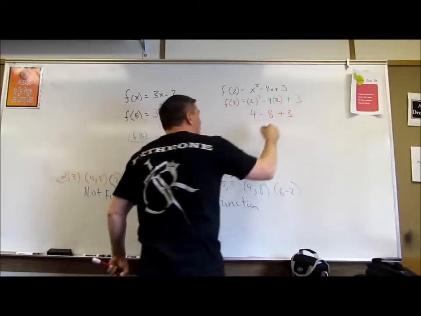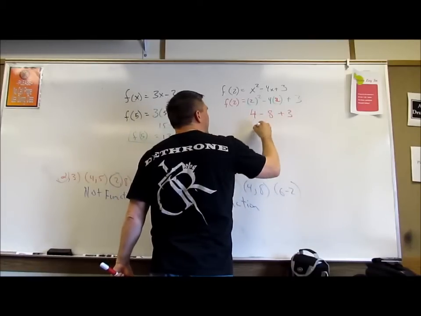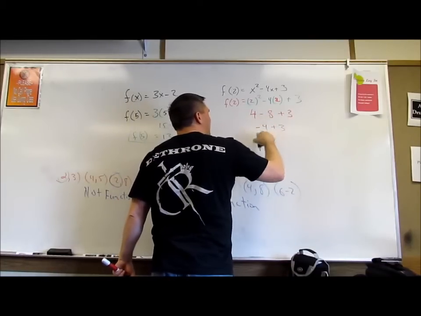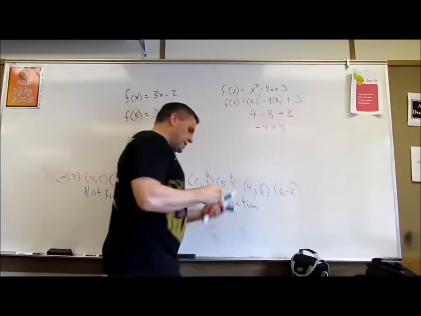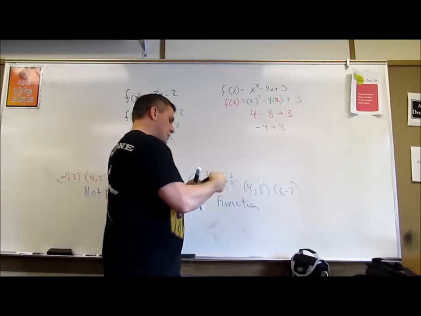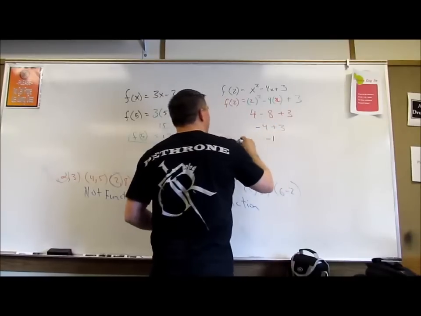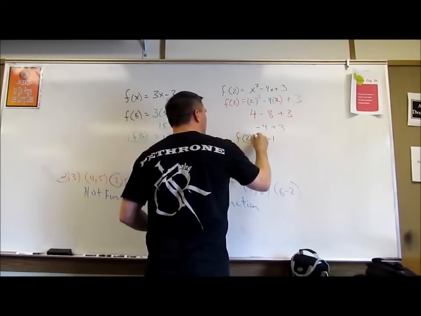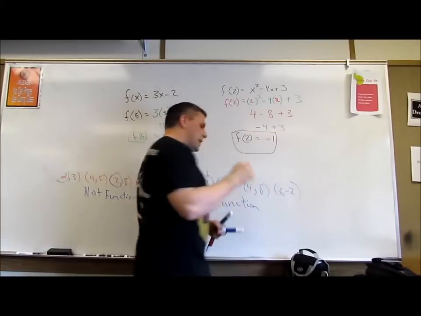So 4 minus 8 is minus 4 plus 3. Minus 4 plus 3 is minus 1. So f of 2 is equal to minus 1.